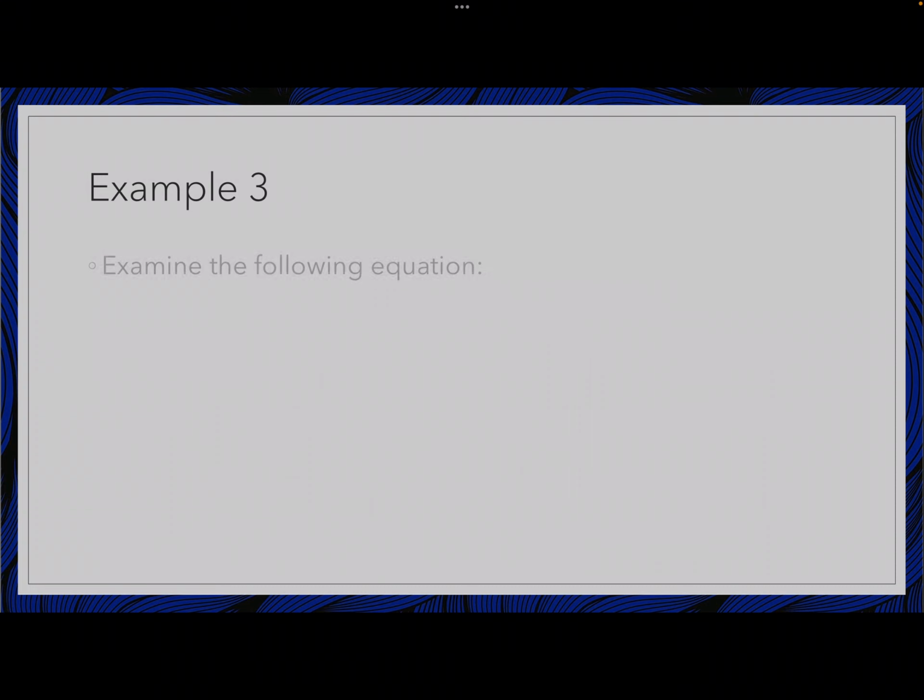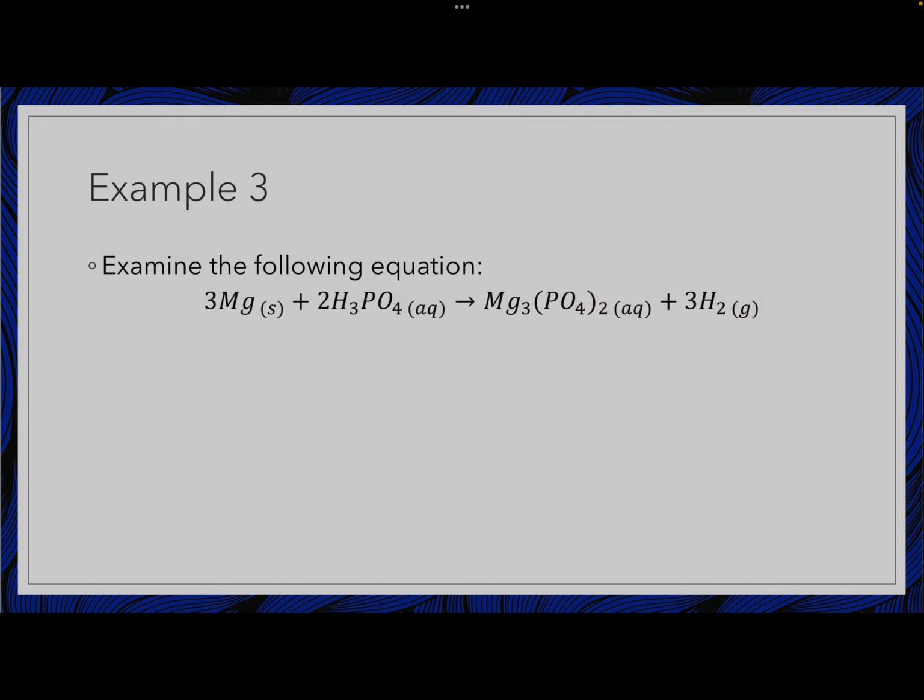So now look at another one. This one's a little bit different. I've gone with something a little bit fancy here. We've got magnesium metal reacting with phosphoric acid to produce magnesium phosphate and hydrogen gas. I chose this one because it's got a nice wide range of coefficients. So we have 3 magnesium atoms reacting with 2 phosphoric acid molecules to give us 1 magnesium phosphate and 3 hydrogens.